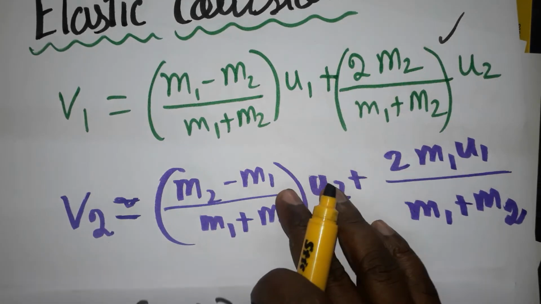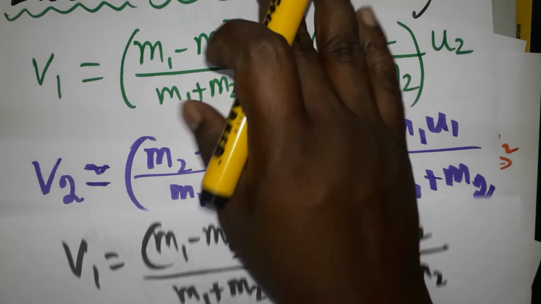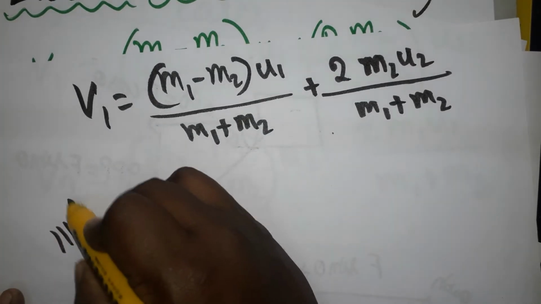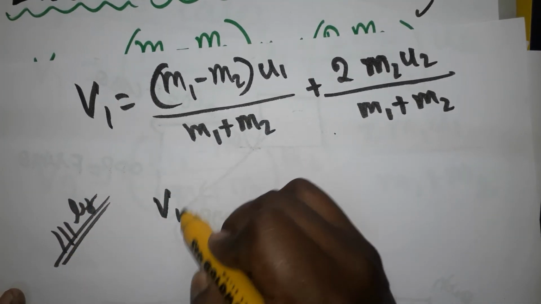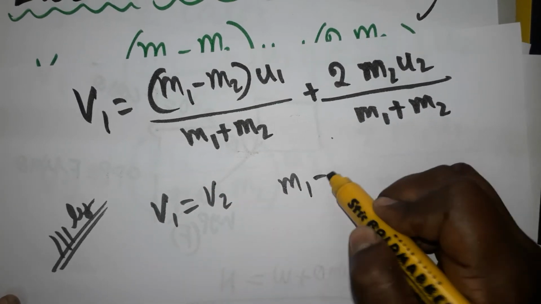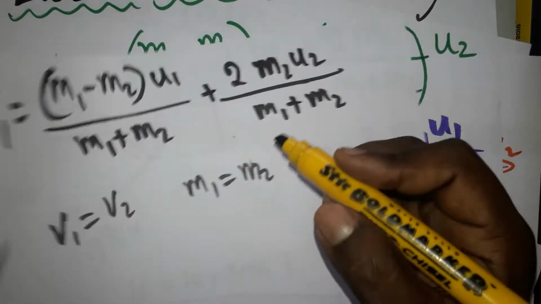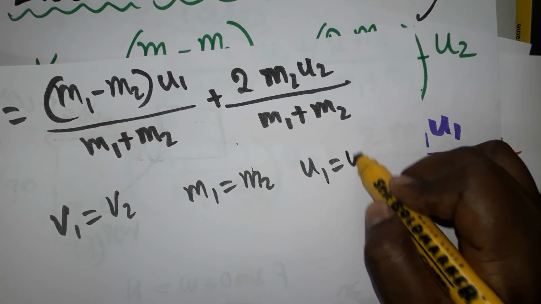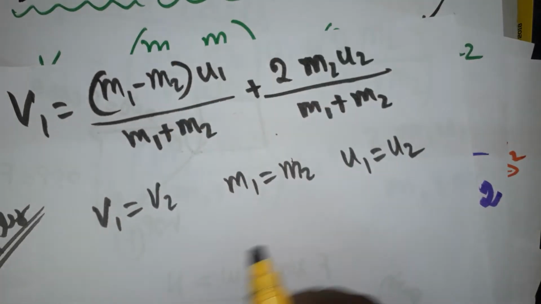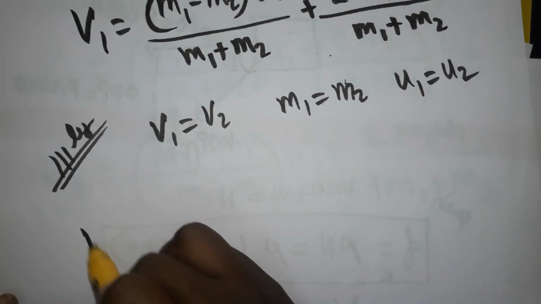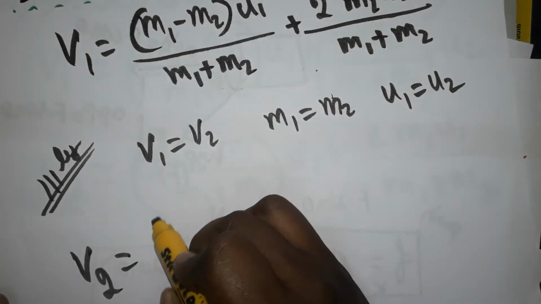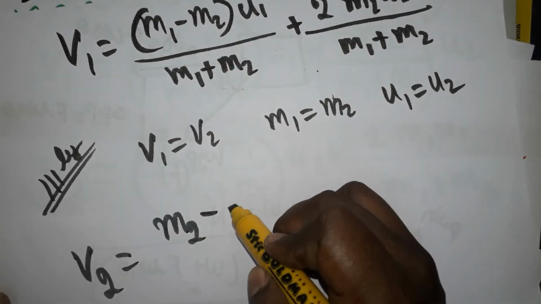Okay, so now the second equation I am going to do. Before going to the second equation, I will give a simple trick to find it. Similarly, v1 becomes v2, m1 becomes m2, u1 becomes u2. If you take this, it's going to switch. It's a simple trick.